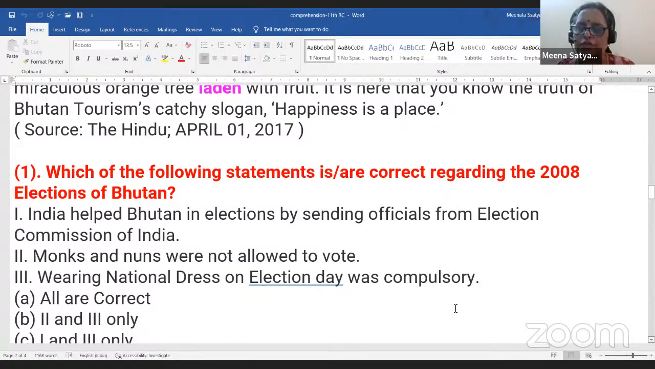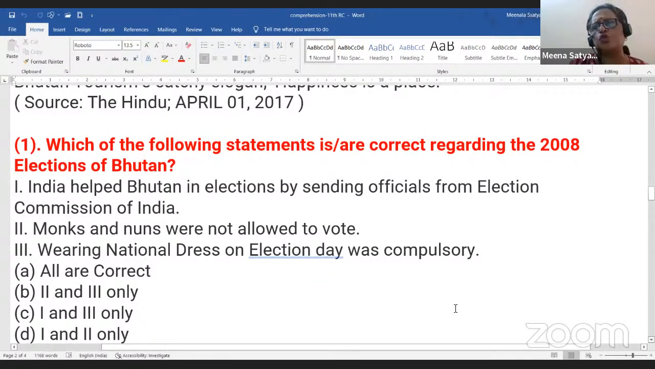Which of the following statements is correct regarding the 2008 elections of Bhutan? India helped Bhutan in elections by sending officials from Election Commission of India. First point. Second point, monks and nuns were not allowed to vote. Third point, wearing national dress on election day was compulsory. The choices all will be MCQ type, so you don't have to worry.